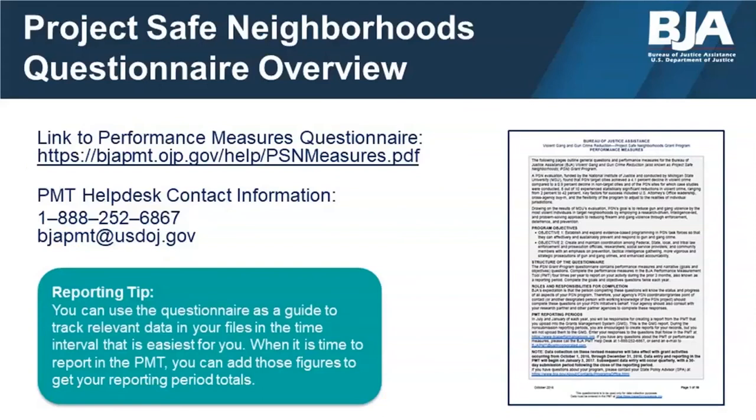The first page of each performance measure questionnaire outlines additional resources that may be helpful as you report. It includes reminders about the program's goals and objectives and lists contact information for the PMT Help Desk and state policy advisors if you need to reach out with any questions. We like to note each program's goals and objectives as a reminder of why we are asking you to fill out this questionnaire each quarter.